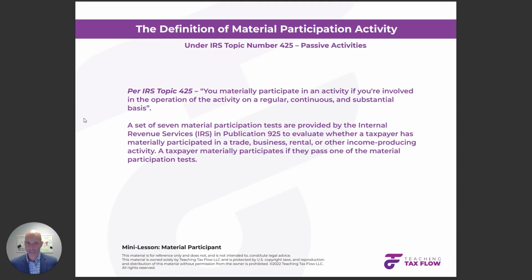So let's look at IRS tax topic 425. Under tax topic 425, you materially participate in an activity if you're involved in the operation of the activity on a regular, continuous, and substantial basis. Notice this can be somewhat of a gray area, but think about regular, continuous, and substantial. Now, the IRS, to try to unmuddy some of those waters, set up a set of 7 material participation tests, and we're going to walk through those. And the cool thing is you only have to pass one of those tests to have material participation.